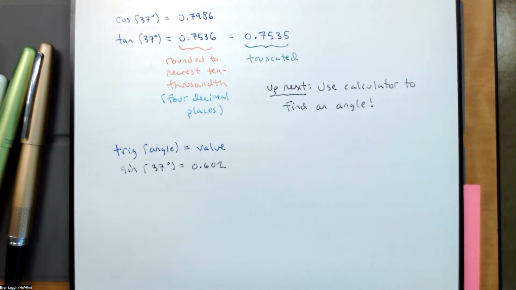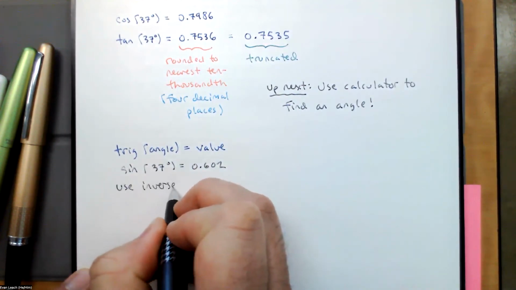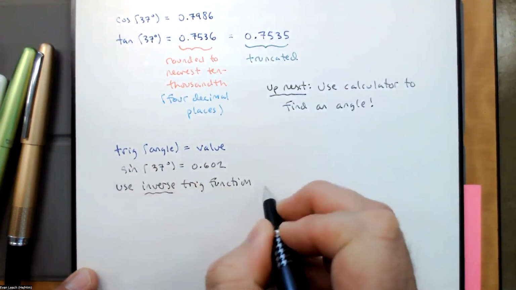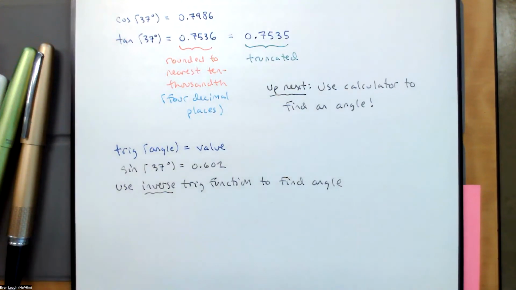What we want to do, in this case, we were given an angle and we applied the trig function to find the value or the ratio. We want to be able to do this the other way around. We want to be able to undo this. We want to be able to start with a value and get an angle. And to do that, we have to undo the trig function. We're going to use an inverse trig function to find an angle. We're going to use inverse trig functions to find angles.